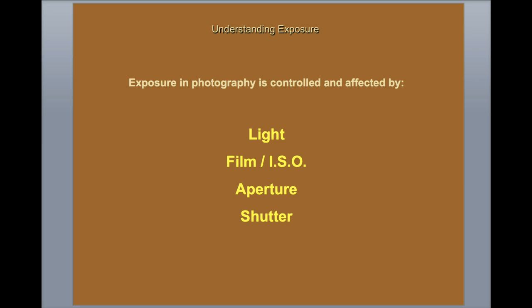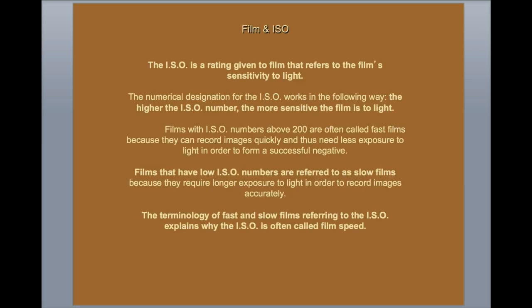So what is ISO? Film and ISO. The ISO is a rating given to film that refers to the film's sensitivity to light. The numerical designation for the ISO works in the following way. The higher the ISO number, the more sensitive the film is to light.